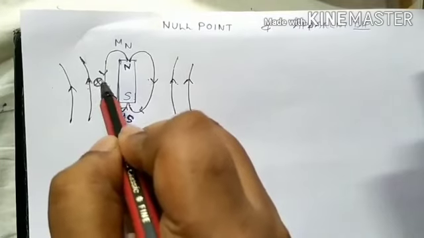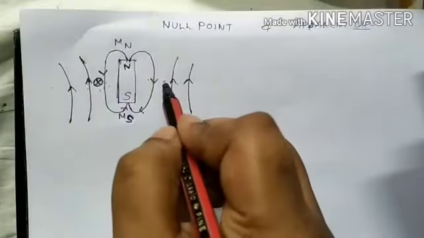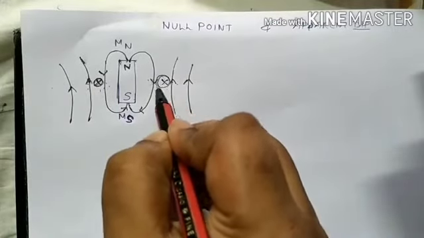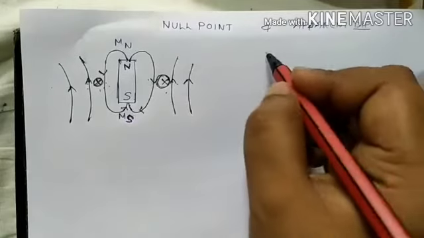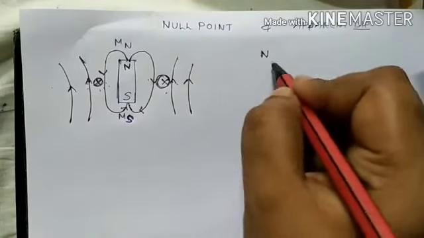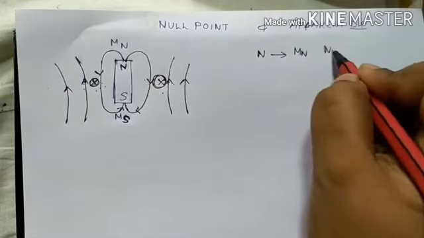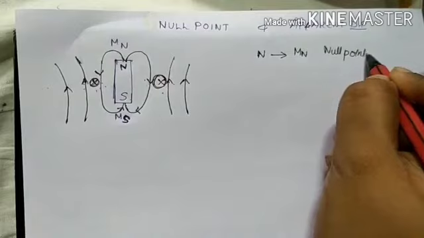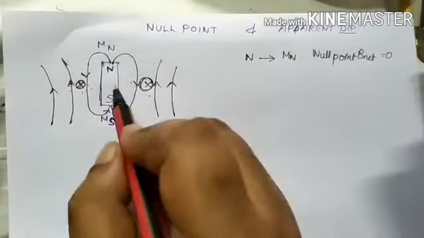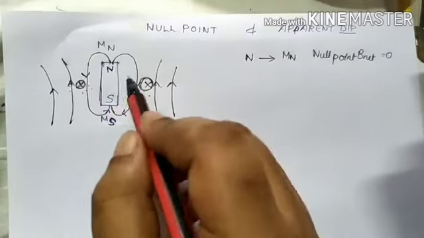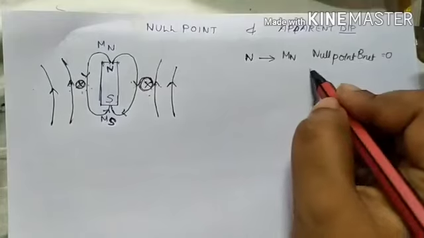At this point there is no magnetic field. Similarly, this is the left hand side, and on the right hand side also I can see a null point. Now you understood the null point. Suppose the north pole of the magnet is facing the magnetic north, then the null point is at what? Is it equatorial or axial to that magnet? It is at the equatorial, and at that point the net magnetic field is equal to 0. Clear?